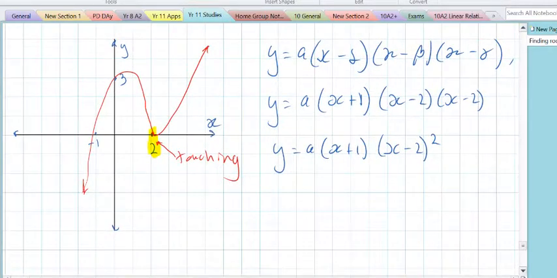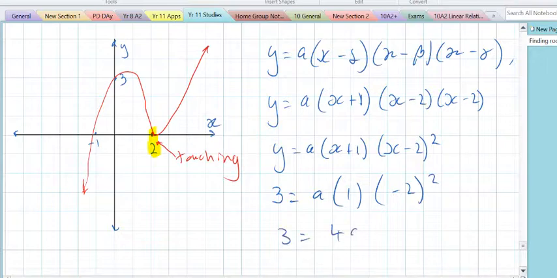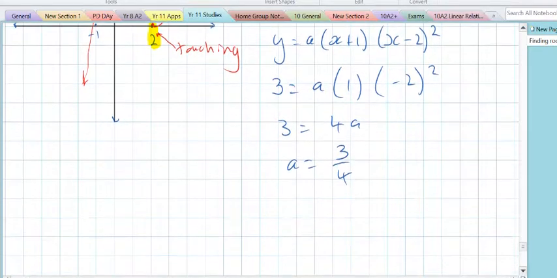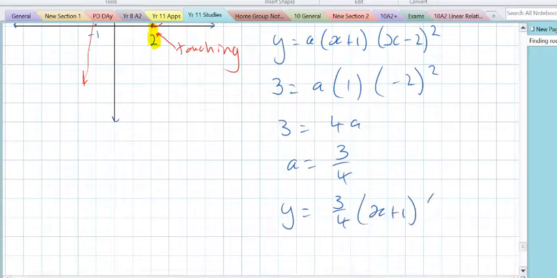Substitute, again, always substituting. 3 equals A lots of 1 lots of minus 2 squared. 3 equals 4A. A equals 3 on 4. Giving us a final equation of y equals 3 on 4 x plus 1 x take 2 all squared. And if they've specified the form they wanted in, then you'll need to expand. But otherwise, that's fine.